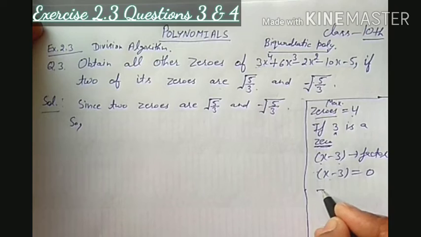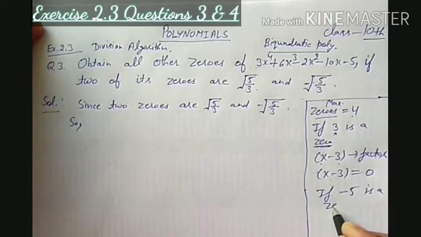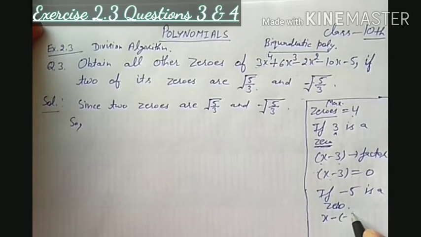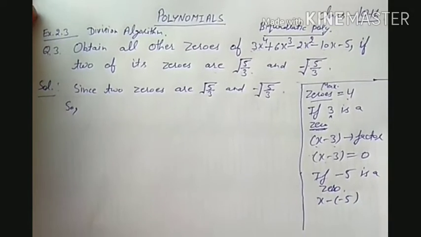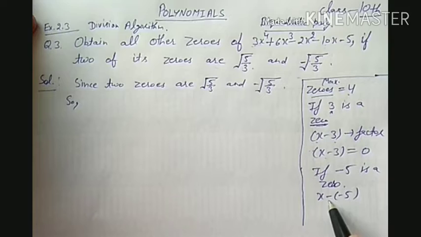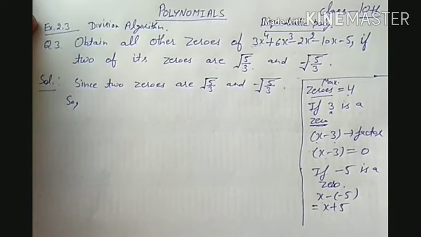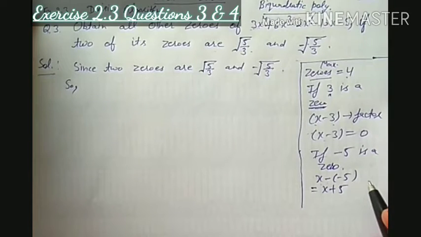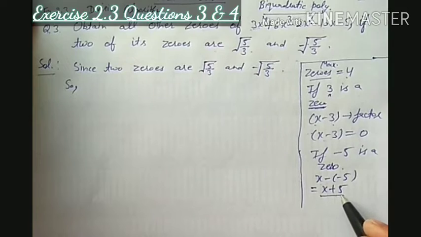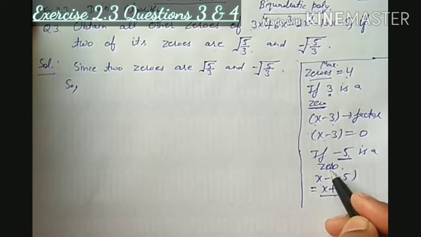Similarly, if minus 5 is a 0, then the factor will be x minus 5. अगर -5 एक 0 है तो फैक्टर होगा x माइनस -5, that is equal to x plus 5. और अगर इसको आप अब रिवर्स में समझना चाहें, अगर x माइनस 5 एक फैक्टर है तो x is equal to -5 will be 0.